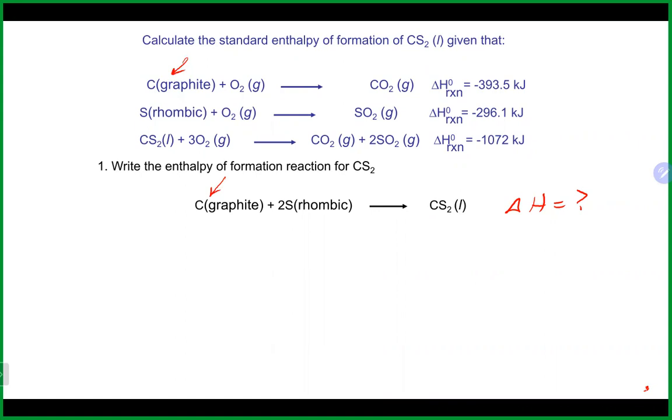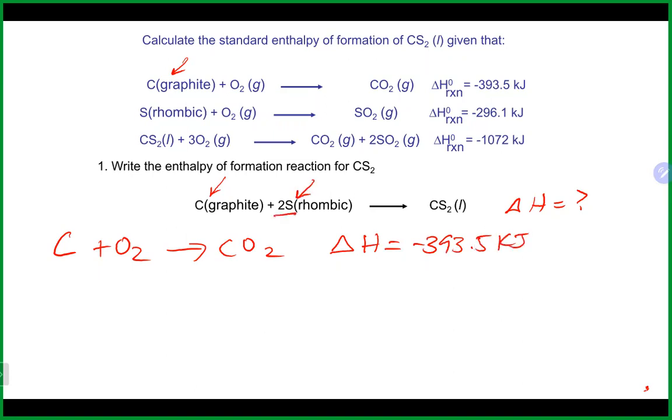So I'm not going to actually do anything to the top equation because it's exactly the way I need it. I'm just going to rewrite it. So carbon plus oxygen. I'm not going to write all the other stuff to make it not so busy. And because I didn't do anything to it, my delta H value will remain the same.